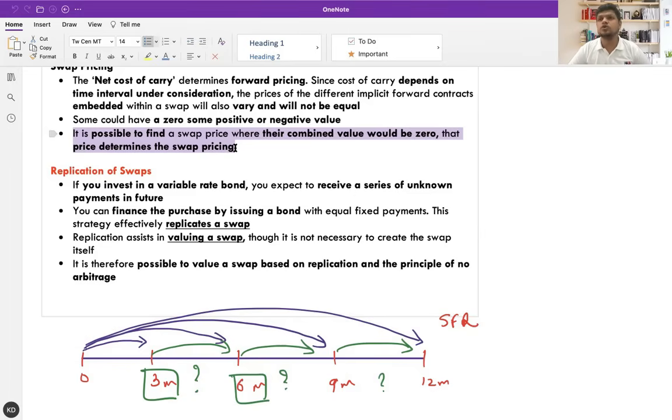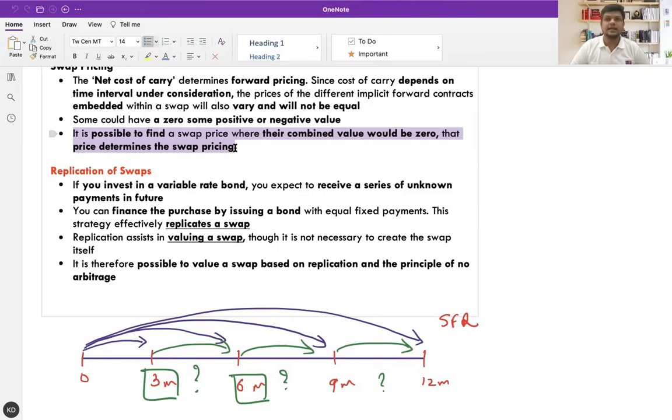Now, do you know what is replication? We heard about replication in stocks. How do we replicate in a swap? In a swap, let's say you are a fixed rate payer. So you pay fixed and you receive floating, correct? In a swap, you pay fixed and receive floating, or you receive fixed and pay floating, right?